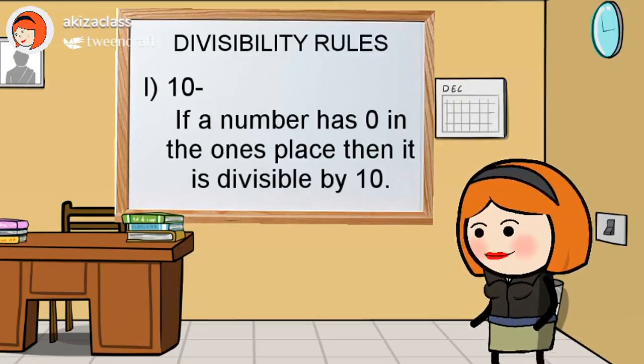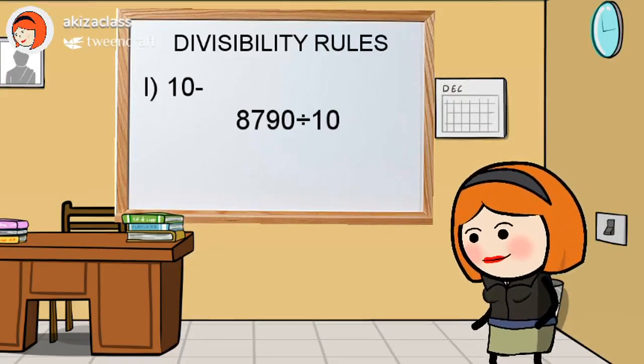Moving on to the last number, that is 10. If a number has 0 in its ones place, then it is divisible by 10. If we have to check whether a number is divisible by 10 or not, we will just check the last digit of the number. If the last digit is 0, then that number is divisible by 10.